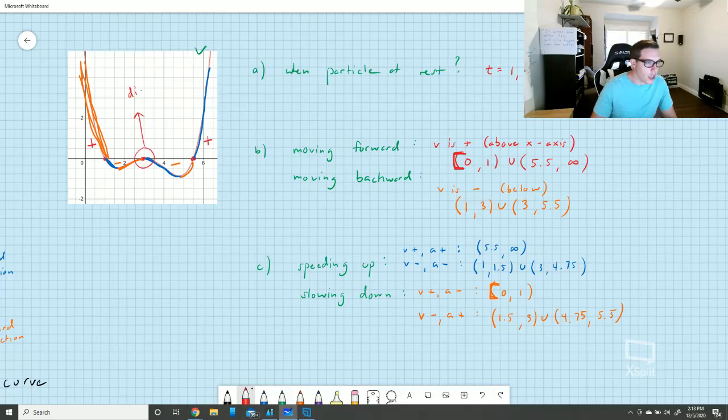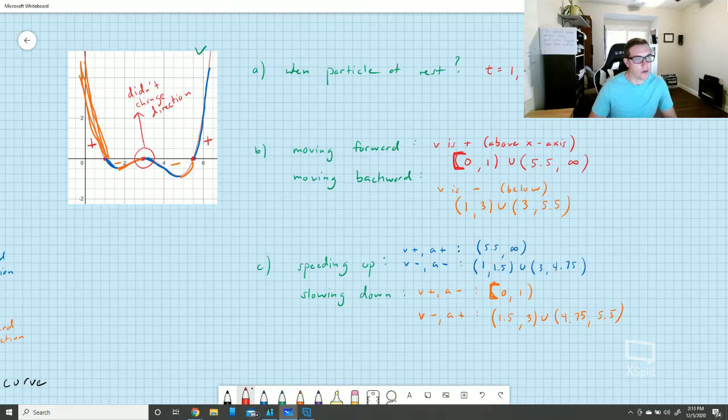He didn't change direction. He stopped, and then he kept going backwards. It's an important thing to pay attention to. So I went backwards, stopped, and then continued moving backwards, speeding up in the negative direction. And then I slowed down in the negative direction around 4.75, stopped at 5.5, and then sped up and went on to infinity.